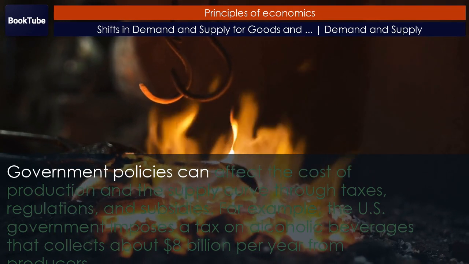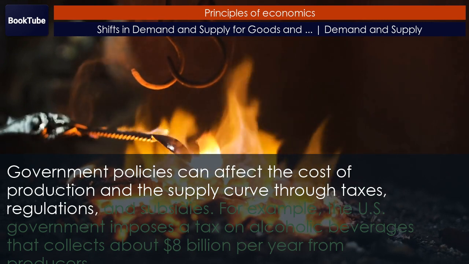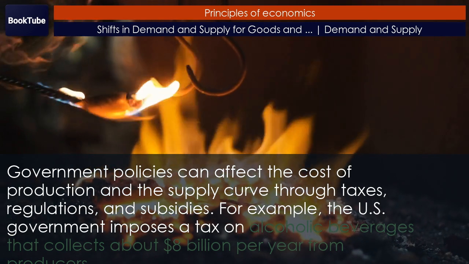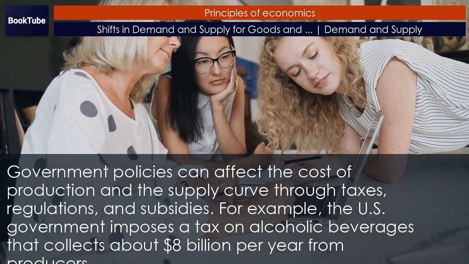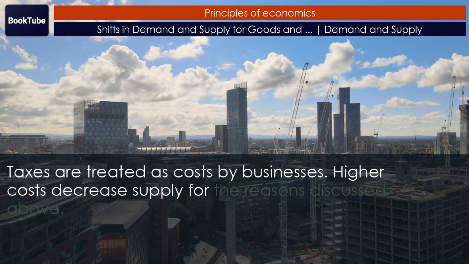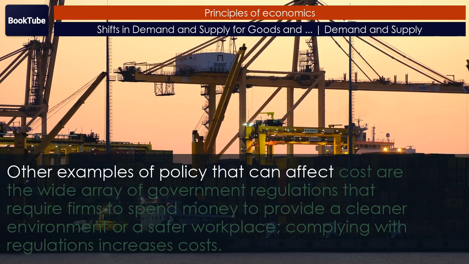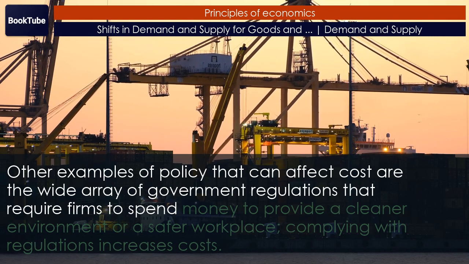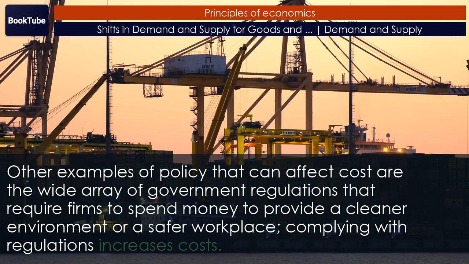Government policies can affect the cost of production and the supply curve through taxes, regulations, and subsidies. For example, the U.S. government imposes a tax on alcoholic beverages that collects about $8 billion per year from producers. Taxes are treated as costs by businesses. Higher costs decrease supply for the reasons discussed above. Other examples of policy that can affect cost are the wide array of government regulations that require firms to spend money to provide a cleaner environment or a safer workplace. Complying with regulations increases costs.